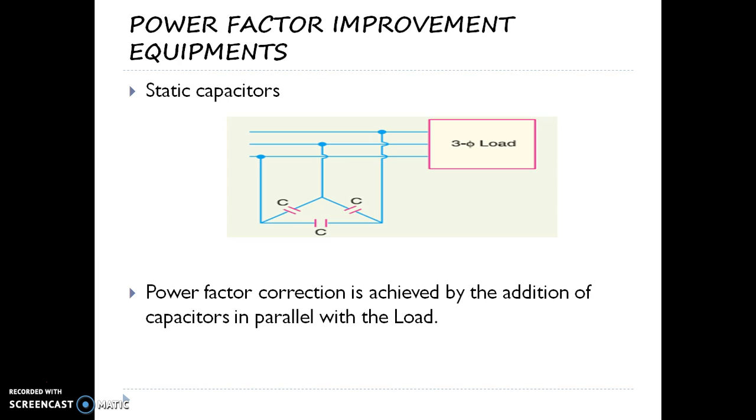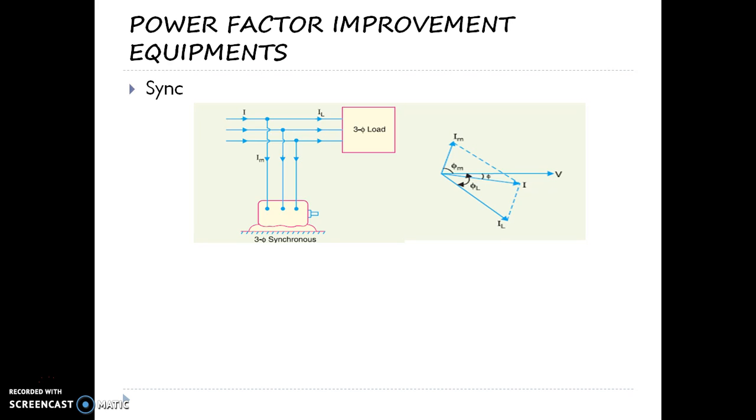Static capacitor method. Static capacitor method is nothing but connecting a capacitor parallel to the load in order to improve the power factor of the system. How this capacitor increases the power factor is very simple. We know that a capacitor has the behavior of a leading current. It leads the voltage by an angle, it has a leading power factor to the voltage. So this leading current cancels the lagging current of the load, so the power factor of the system will be increased.